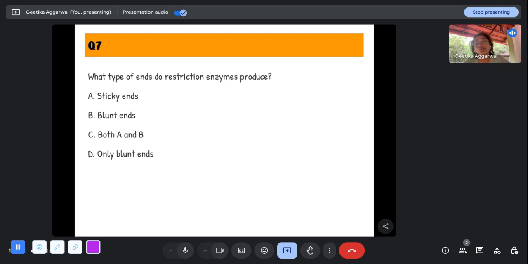What type of ends do restriction enzymes produce? Do they produce sticky ends, blunt ends, both A and B, or only blunt ends? So when you cut a DNA molecule with a restriction enzyme, what kinds of ends can it produce?